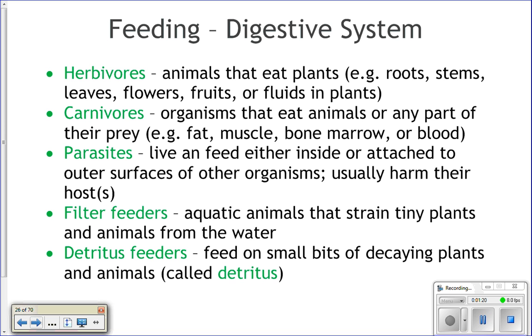You also have parasites that will live either inside or attached to another animal and typically harm their host by sucking out their blood or bodily fluids. And then you also have filter feeders that are going to be straining tiny things like plants and animals from the water. You also have suspension feeders, but we'll talk about that as well. They're going to stick part of their body into the water to capture food. And then you have detritus feeders. Those are going to be eating the dead stuff, the detritus that's in the water.